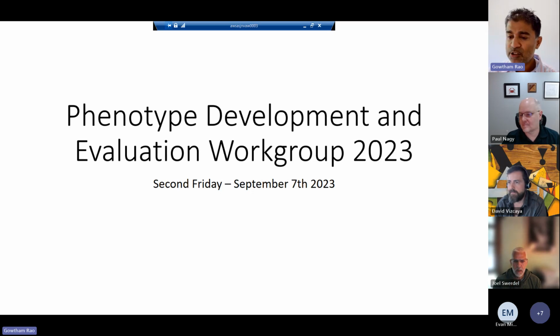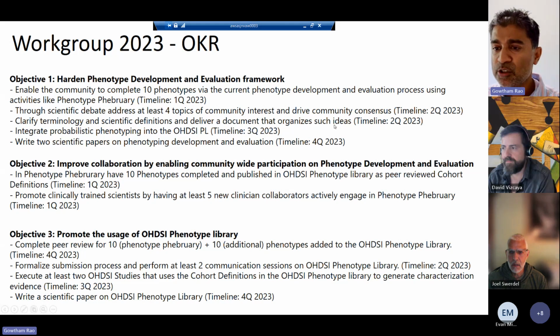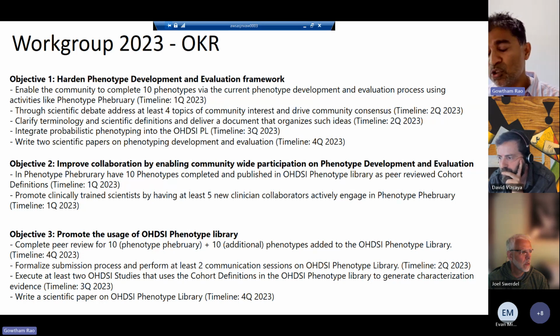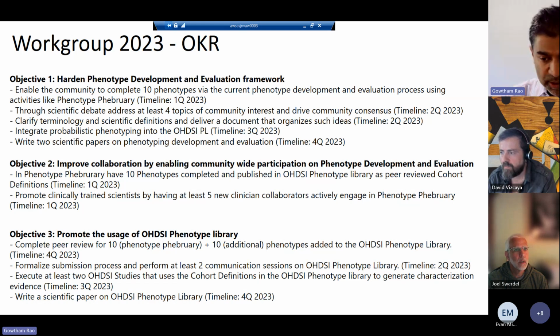Very quickly, as you all know, this is the OKR that we are marching towards, and I think we are doing really well in many of the objectives. Our objective is to harden the phenotype development evaluation framework, to improve collaboration by enabling community-wide participation on phenotype development and evaluation, and promote the usage of the OHDSI Phenotype library. One of the key things that we are working on this month is the promotion of the OHDSI Phenotype library by working collaboratively with the How Often effort of the OHDSI Global Symposium.